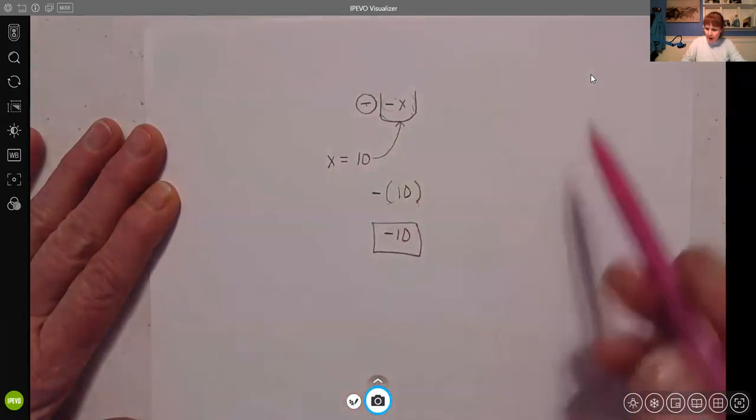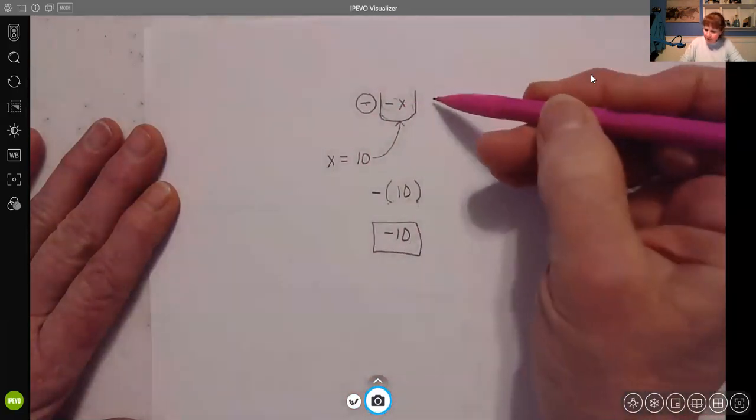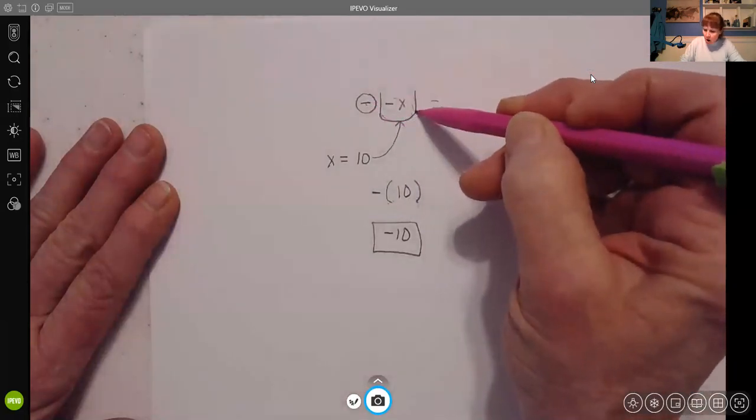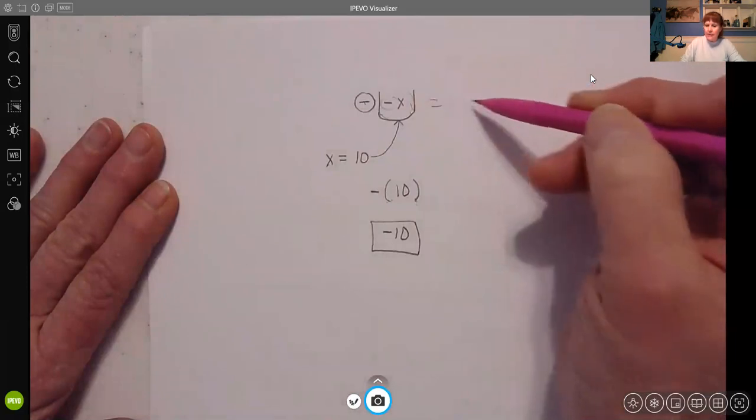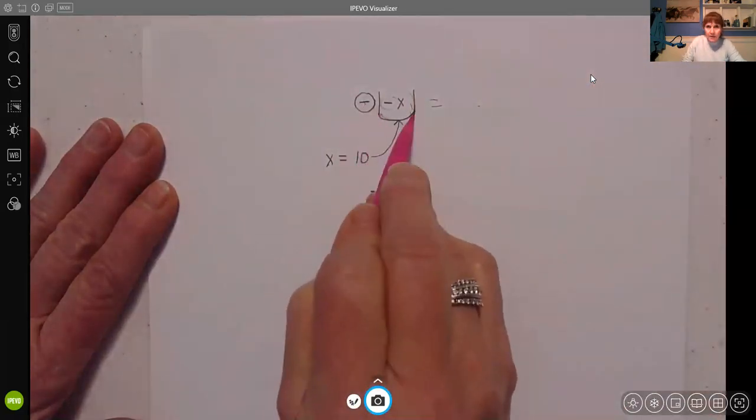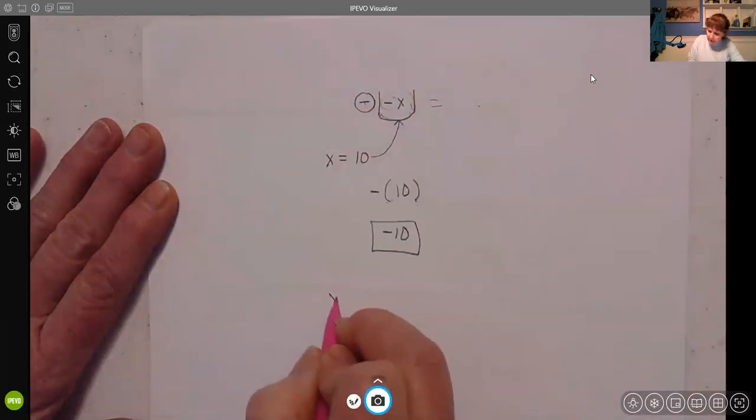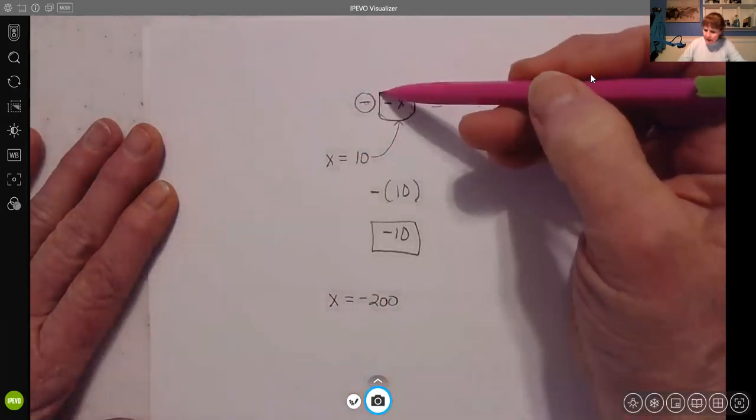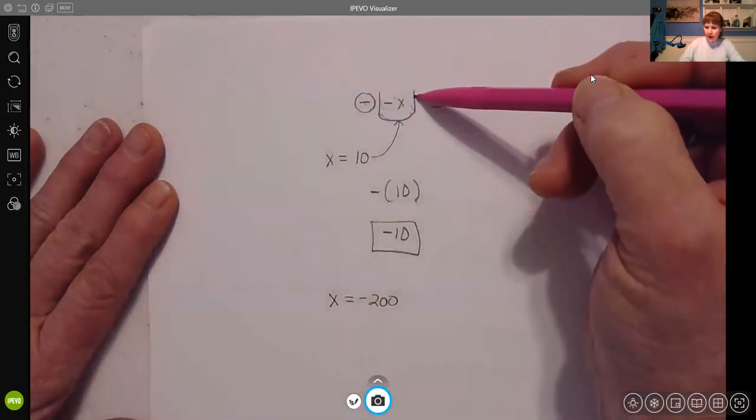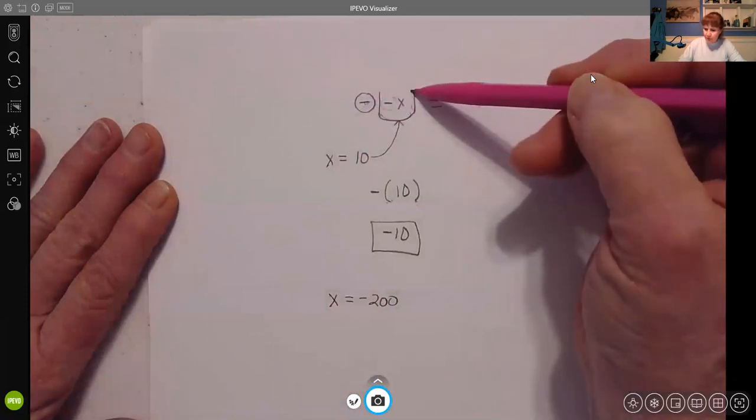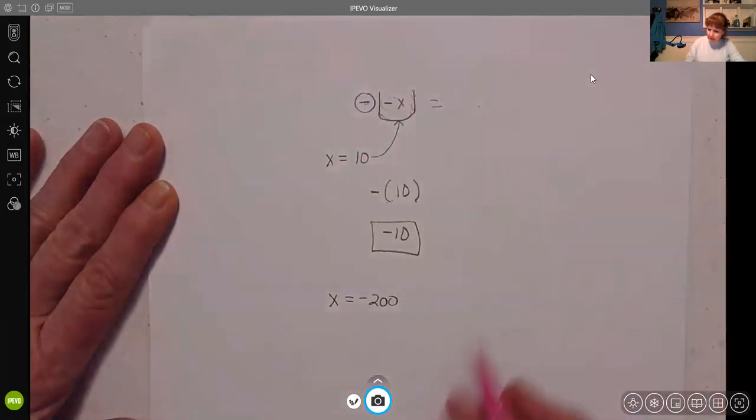So actually, no matter what you put in, you're taking the opposite of a positive number. All of your answers here will always be negative because you're always taking the opposite of a positive. So even if I put in a -200, they want the opposite of that positive value. So the opposite of a positive 200 is a -200.